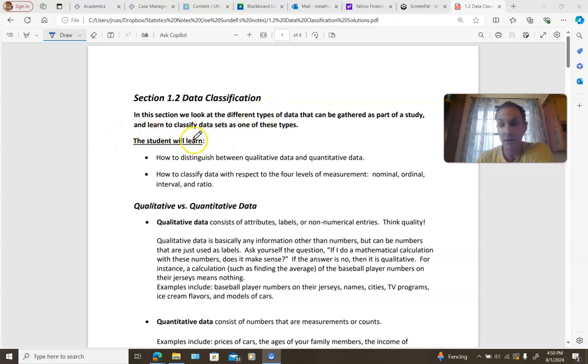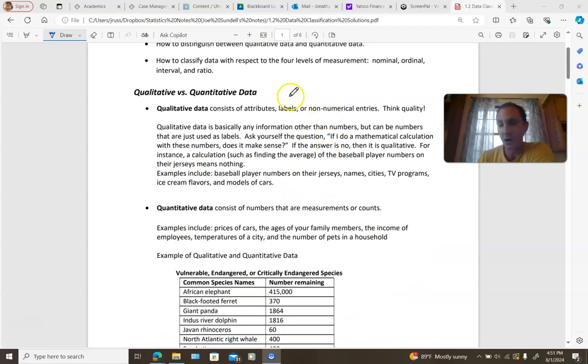Our learning objectives are, first, how to distinguish between what we refer to as qualitative data versus quantitative data. Remember, data is really what we're interested in, right? Secondly, we're going to look at how to classify data with respect to 4 levels of measurement. These are the nominal level of measurement, ordinal, interval, and ratio. We'll talk about these in greater detail. So the first thing here is there are 2 types of data.